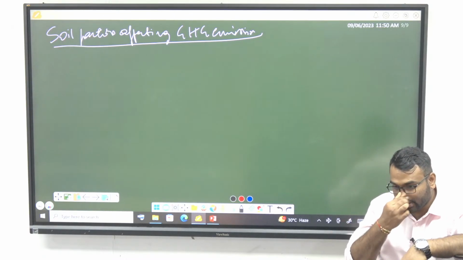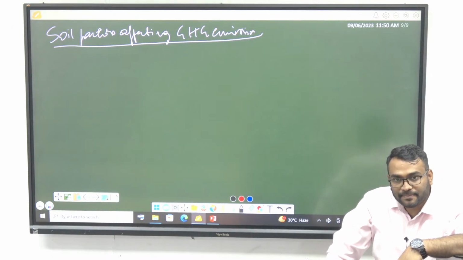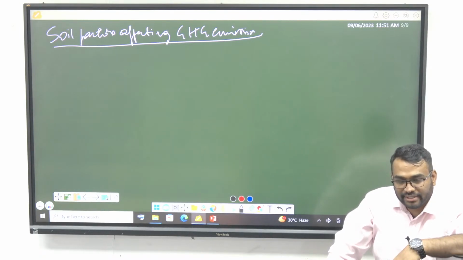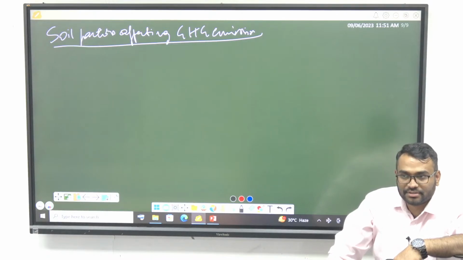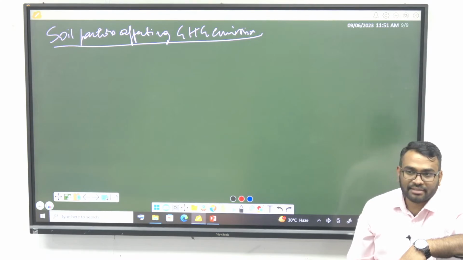So for the conclusion on greenhouse gases and soil, what can you say? Modern technologies like greenhouse technology, and mulching. Good. Then changing cropping patterns.